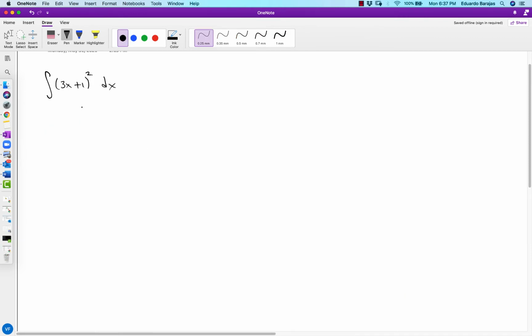Okay, now let's consider this integral, the integral of (3x plus 1) squared. This one is easy enough to expand because it's just squared. That's not hard. And then we can use our traditional antiderivatives to solve it. So this can easily be rewritten as the integral of, and then just expanding that gets us to 9x squared plus 6x plus 1 dx. And now that's something we can easily solve.